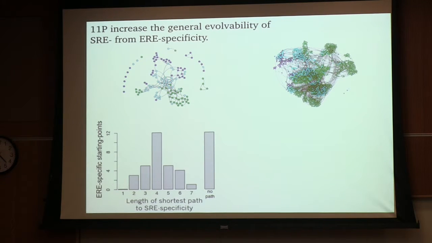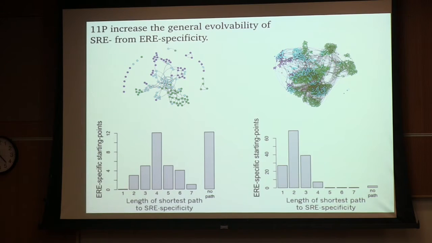So what you have here is how many steps are required to get to the nearest SRE-specific node, and the distribution of those steps across all the possible ERE-specific starting points in the network. Each purple node gets tossed into one of these bins based on how close it is to SRE specificity. And you can see that the largest category of ERE-specific starting points can't get to SRE under any circumstances. And then of those that can, the mean is about four steps.